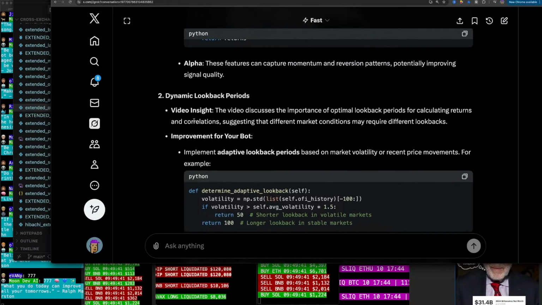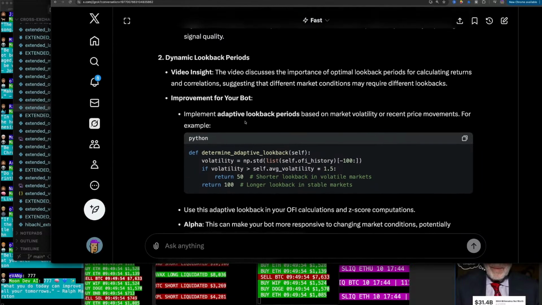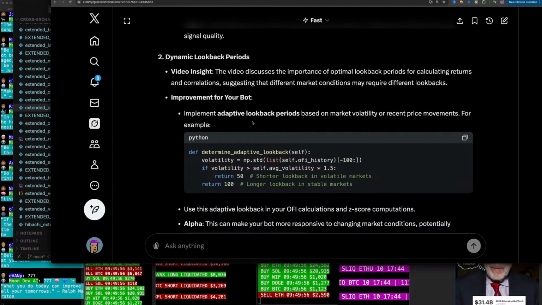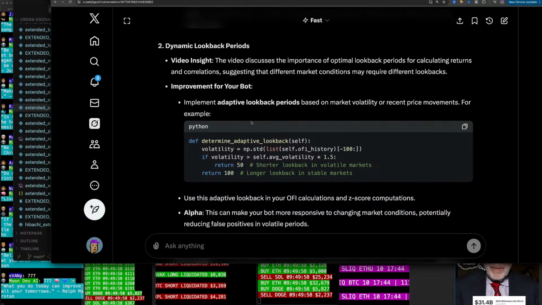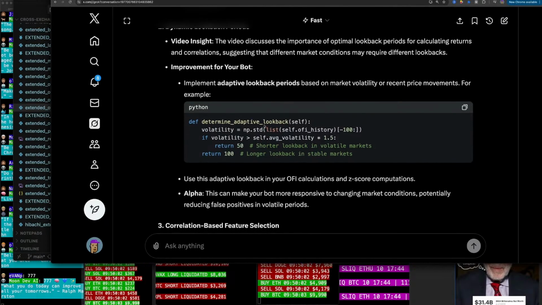2. Dynamic look-back periods. Video insight. The video discusses the importance of optimal look-back periods for calculating returns and correlations, suggesting that different market conditions may require different lookbacks. Improvement for your bot. Implement adaptive look-back periods based on market volatility or recent price movements. For example, determine adaptive look-back.